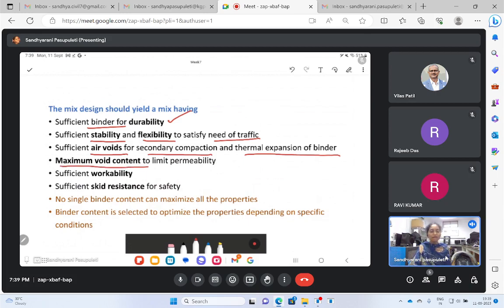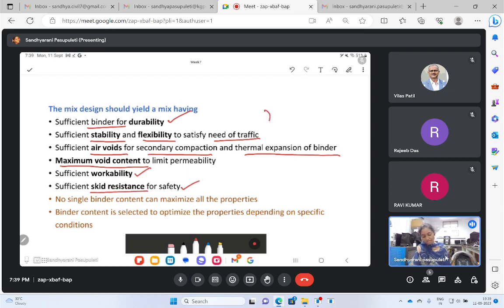So we should not have higher void content because moisture damage should be avoided. And also, the higher the void content, what happens? The aging of the aggregate surface is higher, which again leads to fatigue damage. Sufficient workability, which is not prominent, but workability should be maintained. And finally, skid resistance for the safety of the users.